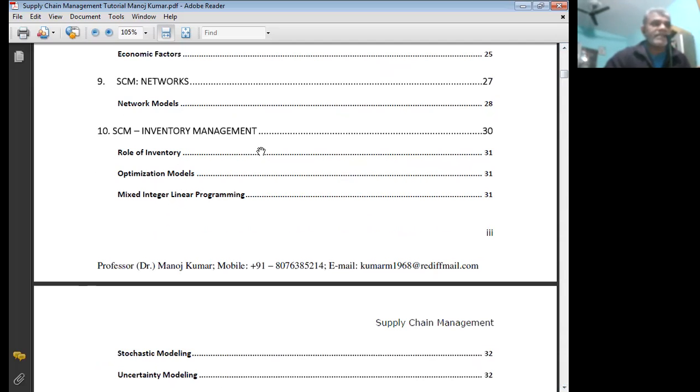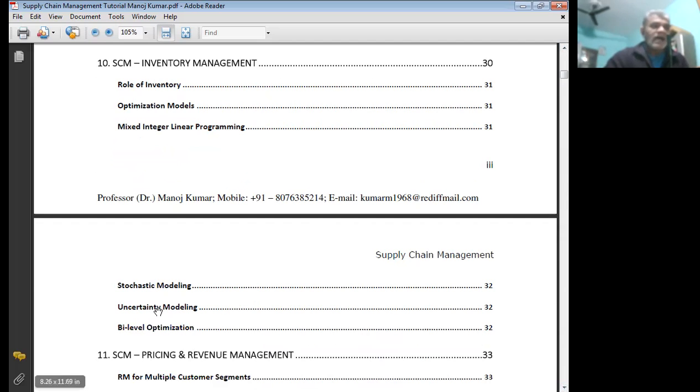Supply chain inventory management: role of the inventory, optimization models, mixed integer linear programming model, stochastic model, uncertainty modeling, bi-level optimization. In the case of inventory management of the supply chain, what is the role of inventory, what are the optimization models, what is mixed integer linear programming, what is stochastic modeling, what is uncertainty modeling, and what is bi-level optimization.